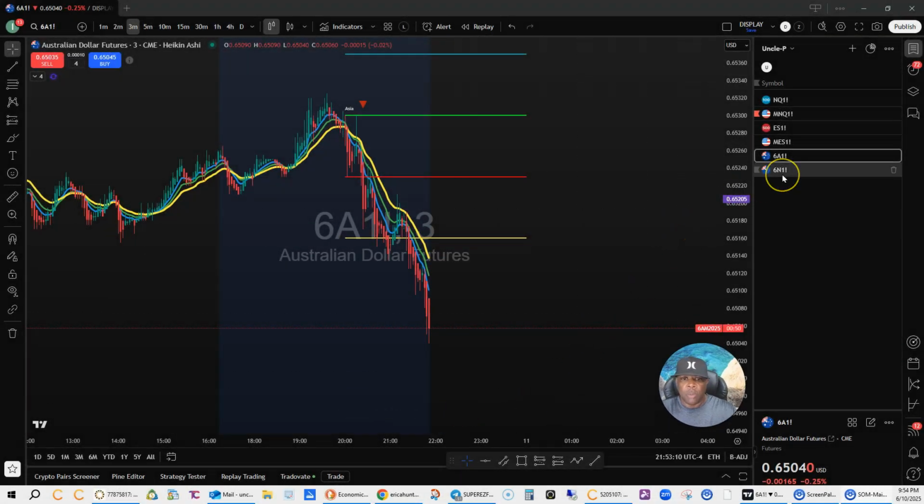I was explaining to them that if you want to trade Forex pairs, you can trade these. They call them 6A, 6B. 6A is for the Australian dollar. 6B is for the Great British pound. 6E is for the euro. 6N is for the New Zealand dollar. 6C is for the Canadian dollar. 6J is for the Japanese yen. And 6S is for the Swiss franc. The best thing to do is trade them during their session.